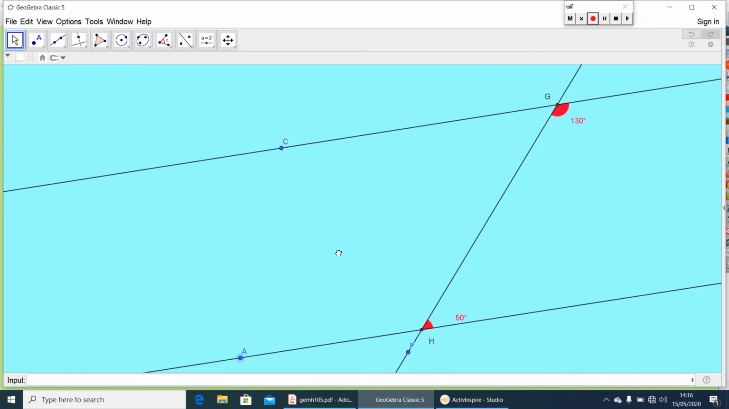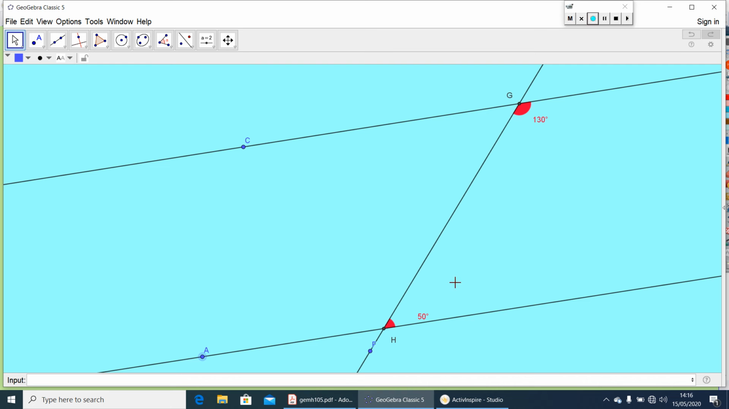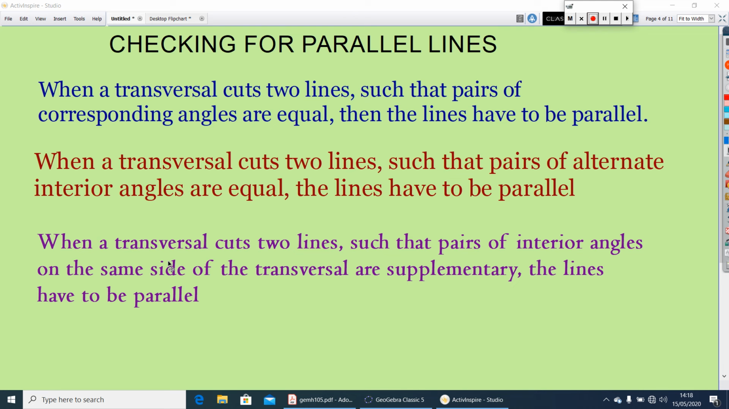That means if the interior angles on the same side of the transversal are supplementary, or the sum of those angles is equal to 180 degrees, then also the lines will be parallel. So we can summarize: when a transversal cuts two lines such that pairs of interior angles on the same side of the transversal are supplementary, the lines have to be parallel.